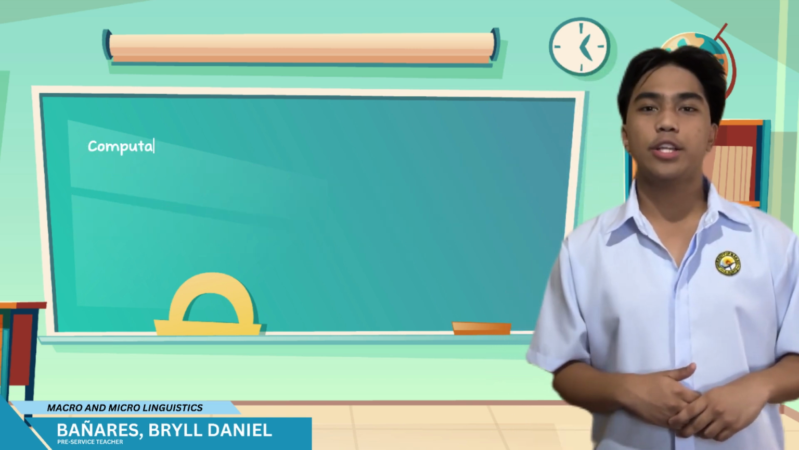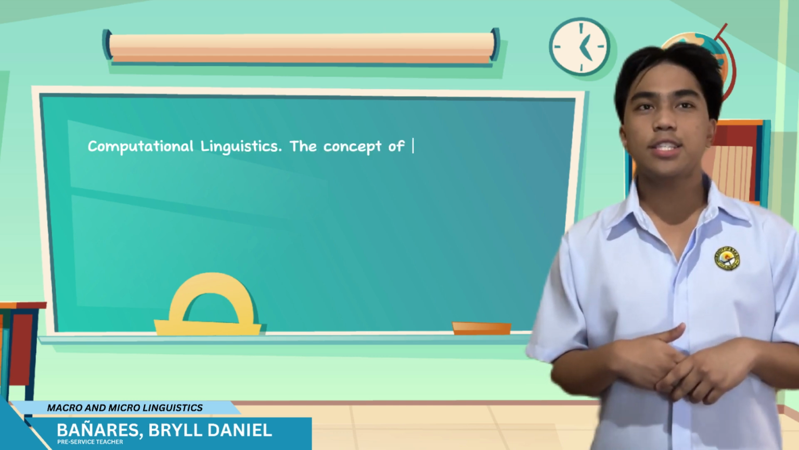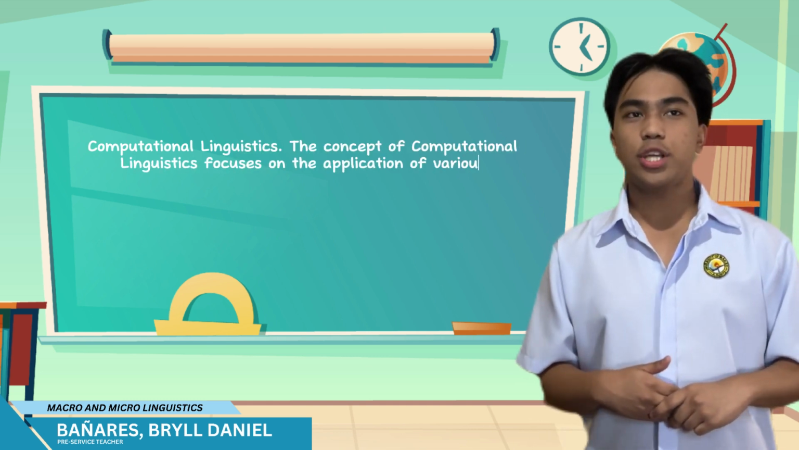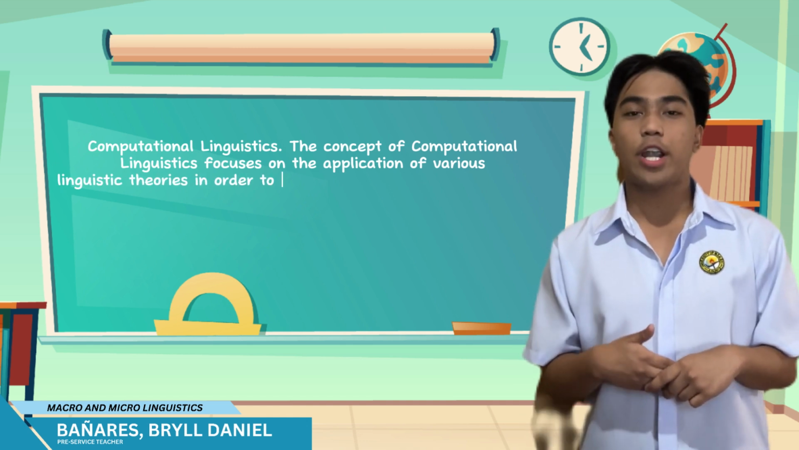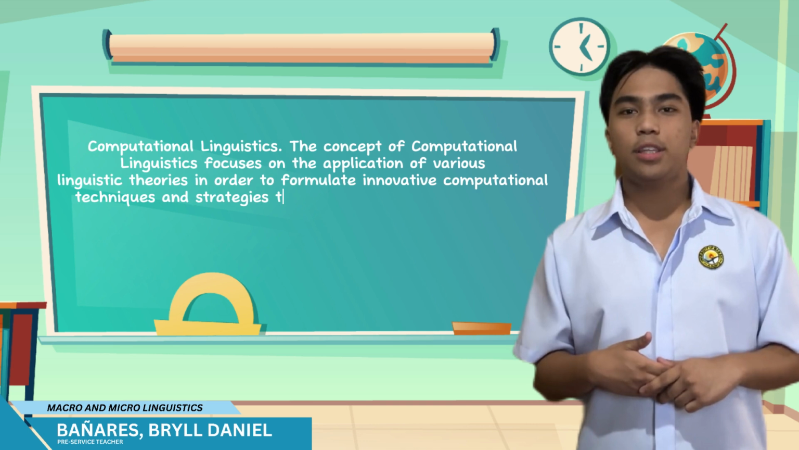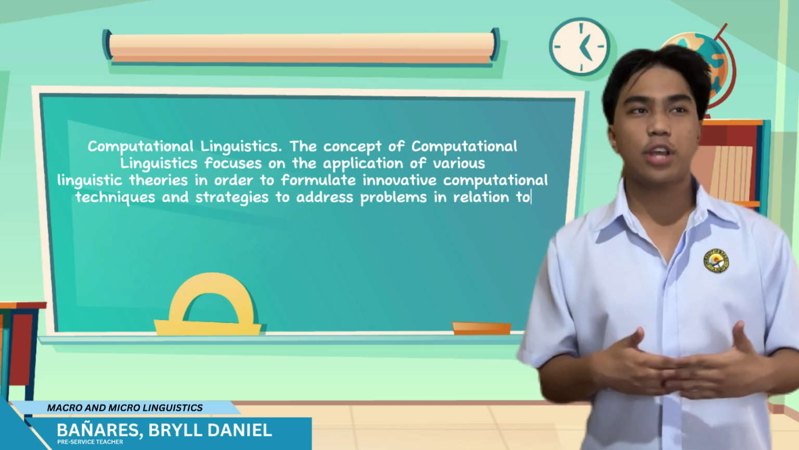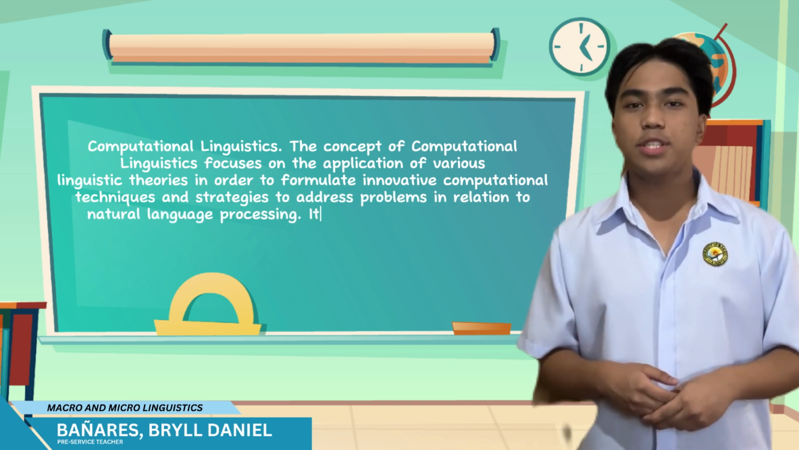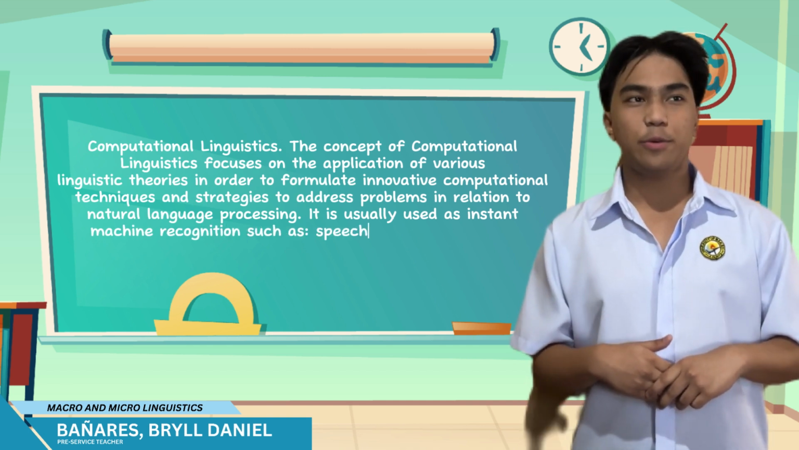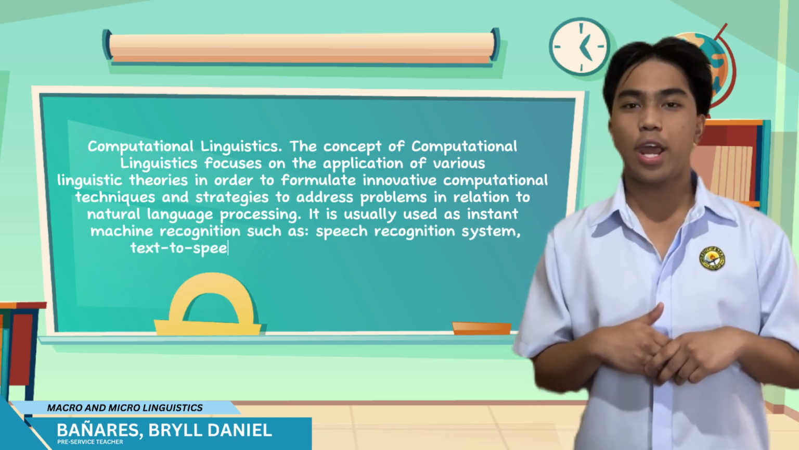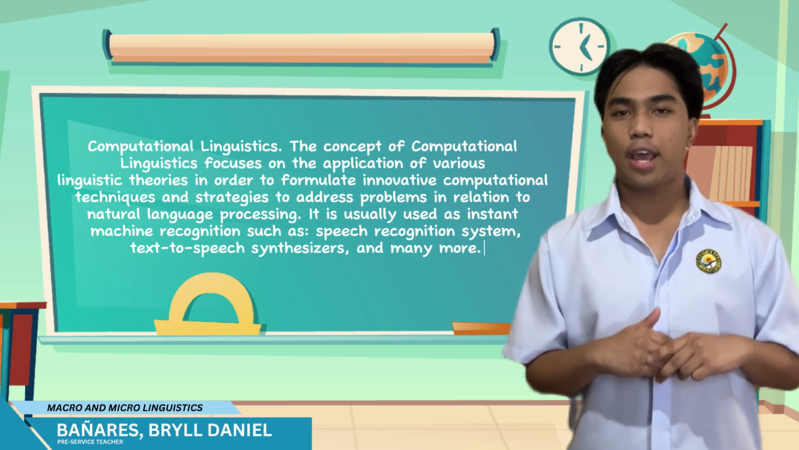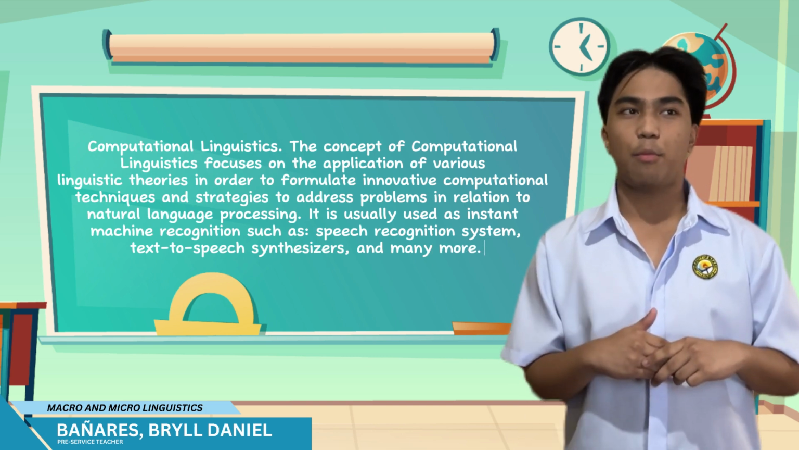Second to the last branch of macrolinguistics, we have computational linguistics. The concept of this branch focuses on the application of various linguistic theories in order to formulate innovative computational techniques and strategies to address problems in relation to natural language processing. It is usually used for instant machine recognition, such as speech recognition systems, text-to-speech synthesizers, and many more.